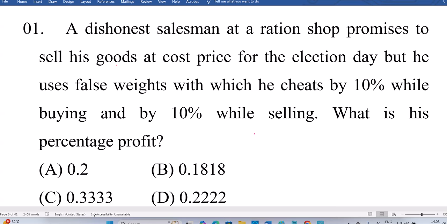I do agree there is a slight mistake in the options. They had to mention 20%, 33.33, 18.18, 22.22 like that, because they asked the percentage, right? Percentage means they have to multiply by 100. Option A must be 20, option B must be 18.18, option C must be 33.33, D must be 22.22. But fine, let it be.